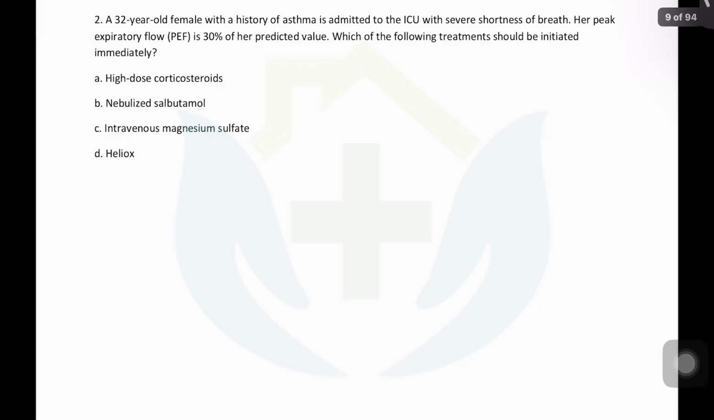Second is hemodynamic instability. For example, if the patient has a BP of 70/50 and with the same blood gas, I will not put the patient on NIV. I will intubate the patient because this acidosis is causing cardiovascular compromise.